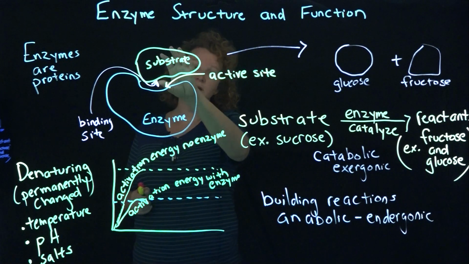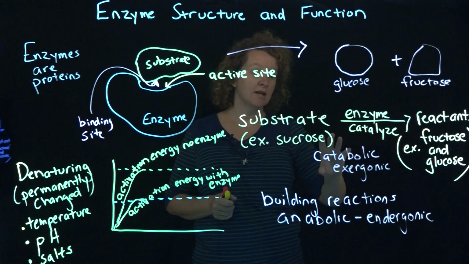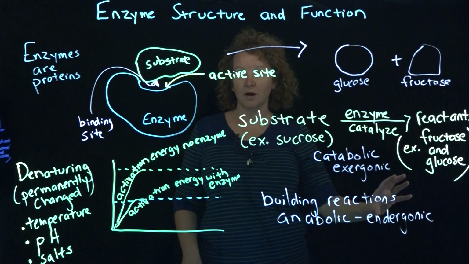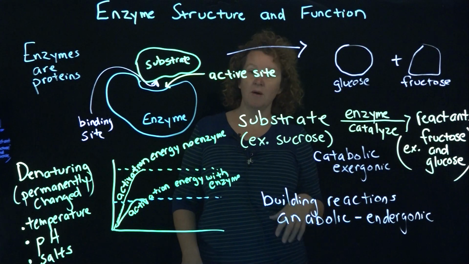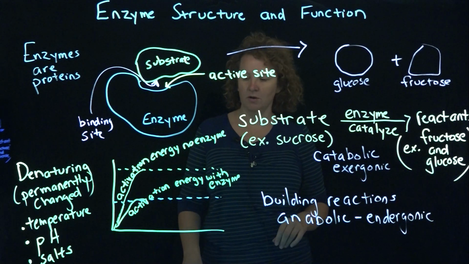So the enzyme binds to the substrate. That substrate then is converted to products, and again, it can be breakdown. That's one example I gave there. It could be building molecules as well. You're building new cell membrane. You're making new DNA in your cells. Those would be anabolic and what we call endergonic.